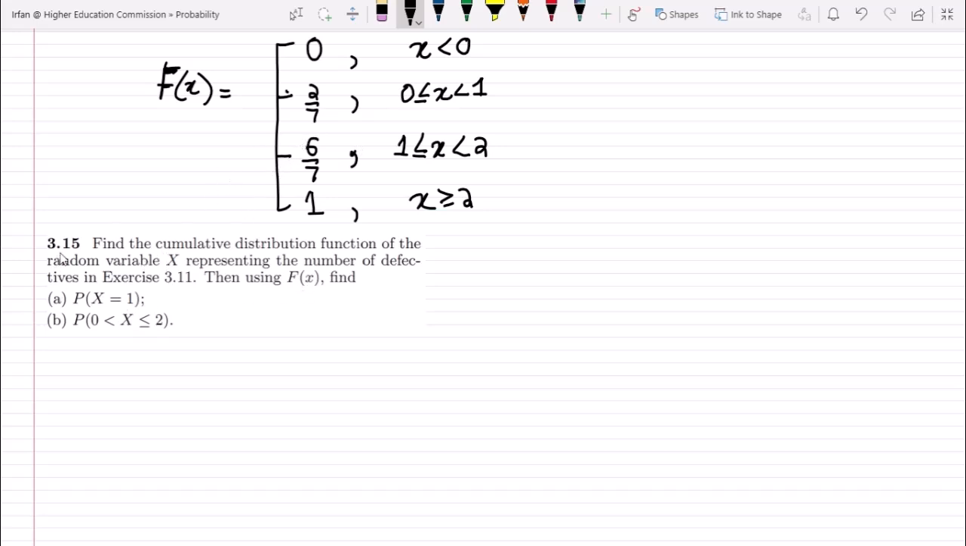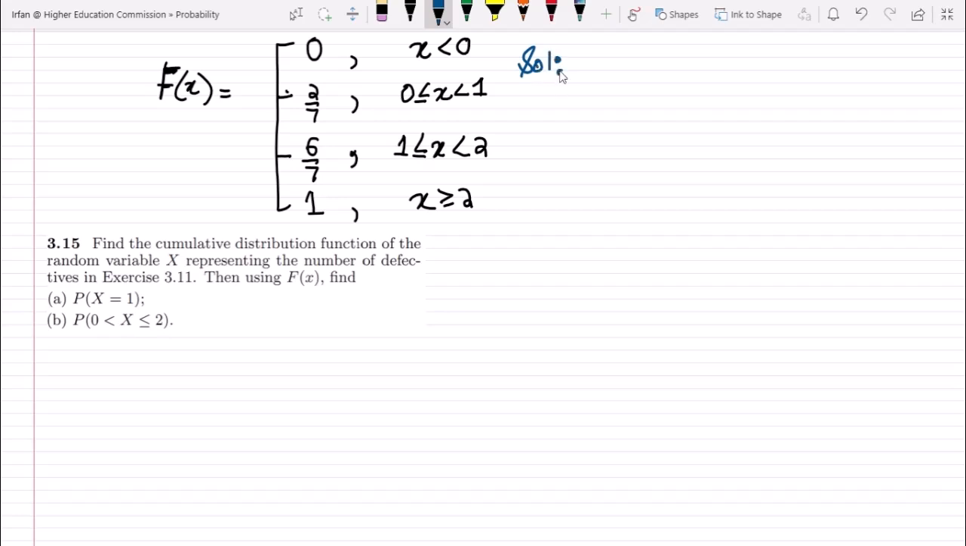Today we have some questions, and on the basis of this CDF we have to answer those questions. This is question 3.15, and here we have to find the cumulative distribution function of the random variable X representing the number of defective items in exercise 3.11, which was already found in our previous video related to question 3.16. Also, after it we have to find the value of P(X = 1) by using F(x). Let me get the solution here.